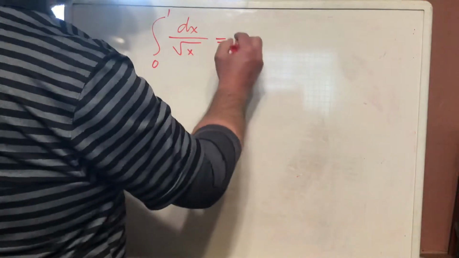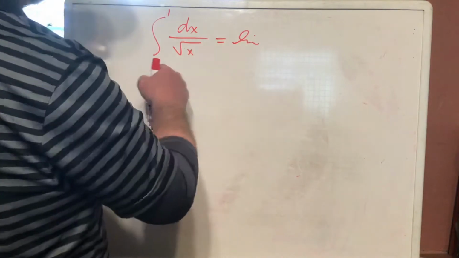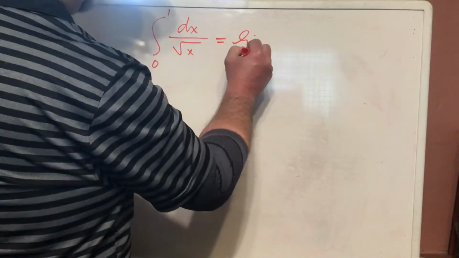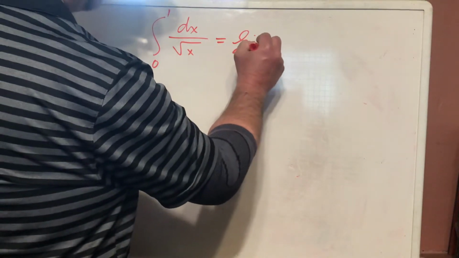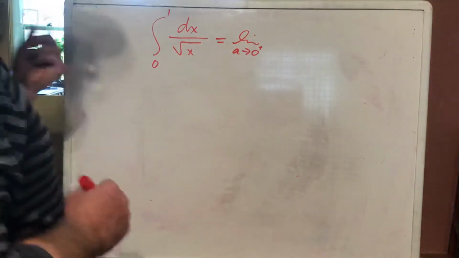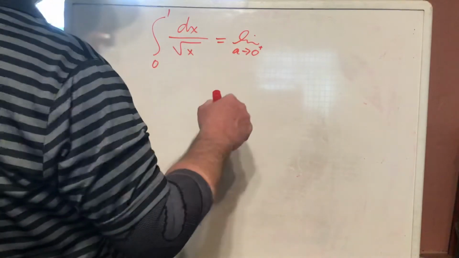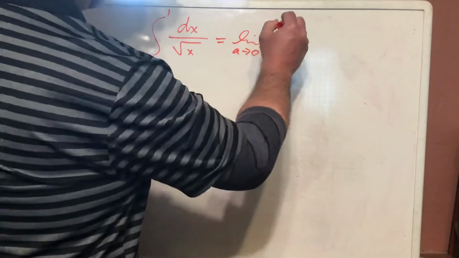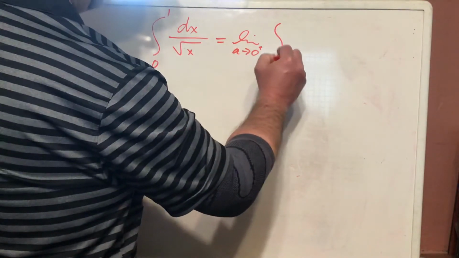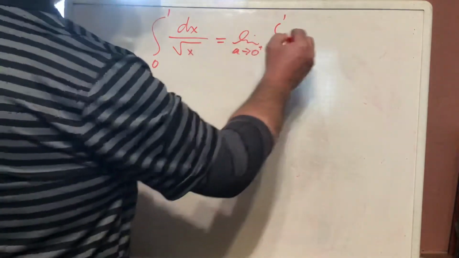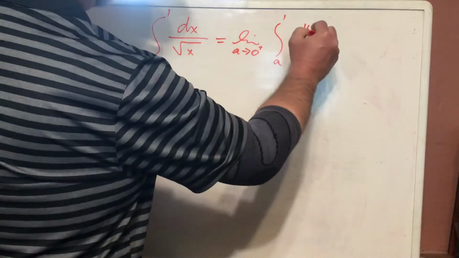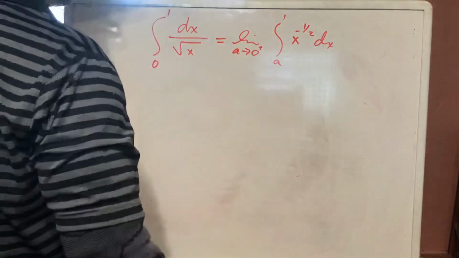And again, to handle this properly, I say, well, it's okay to have some limit down here. So I'll just call that limit a. And I'll say as a approaches 0, and it has to approach it from the positive side. I can't have negative values of x in a square root. And then I have the integral from a to 1. And I'm going to go ahead and rewrite this as x to the minus 1/2 dx because that's the form I would want it in order to integrate it.